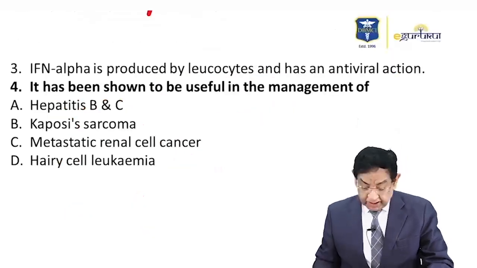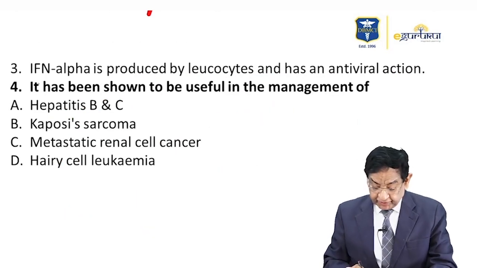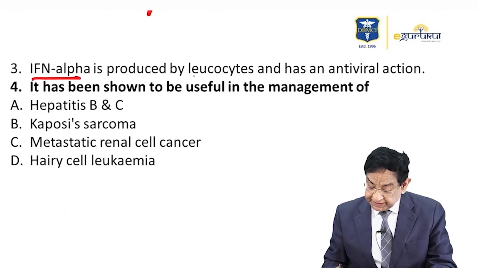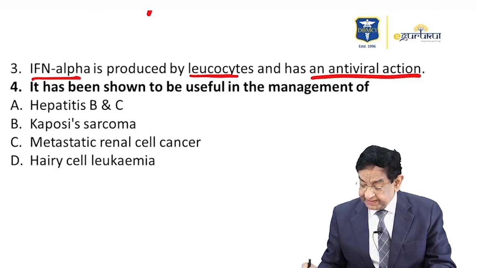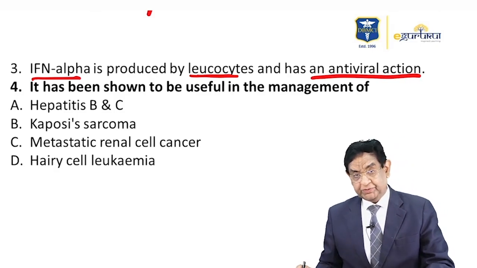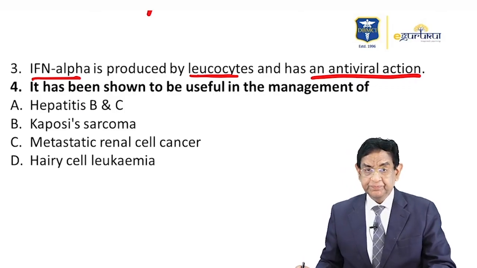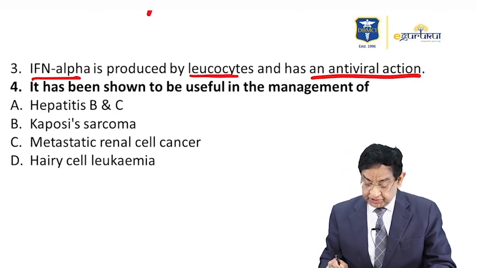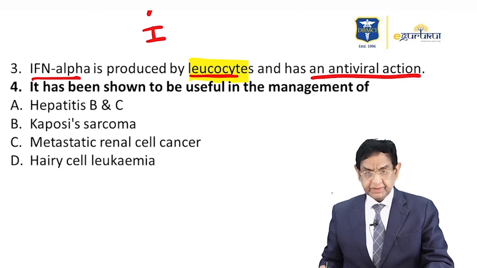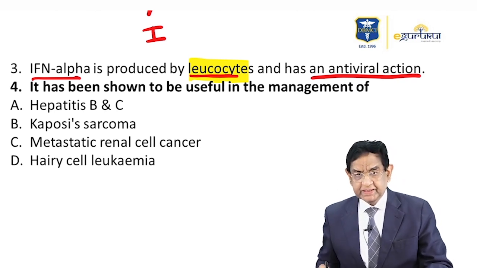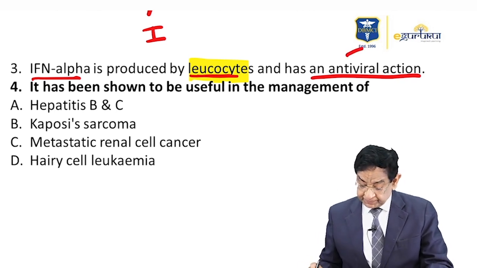Okay. Now we talk about interferon alpha. It is produced by the leukocyte and it has an antiviral action. Point to be noted. The cell of origin is leukocyte and we know they bind to type 1 receptors. But pharmacologically they have an antiviral action.